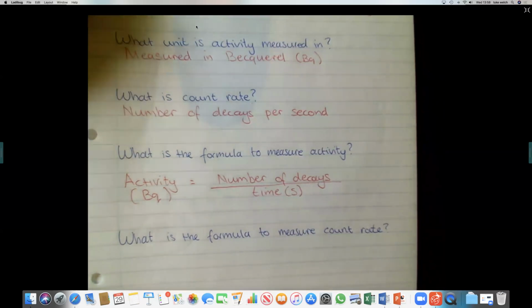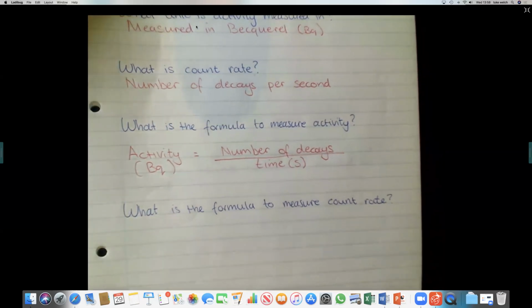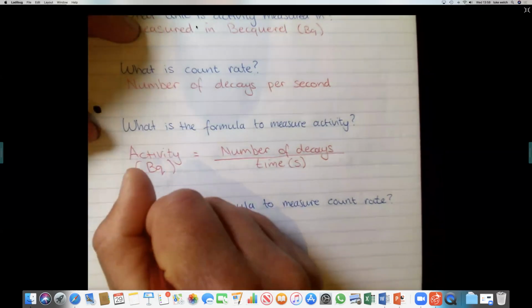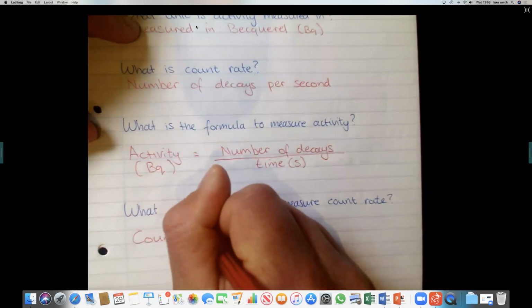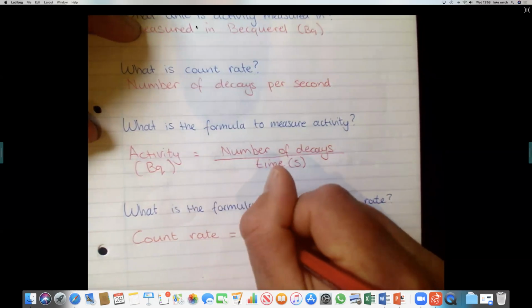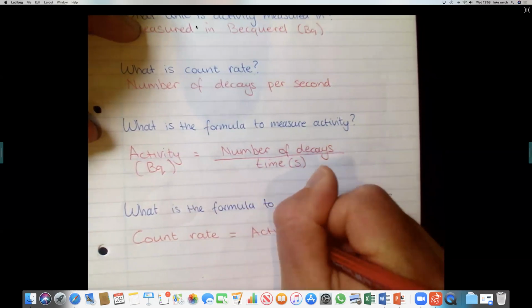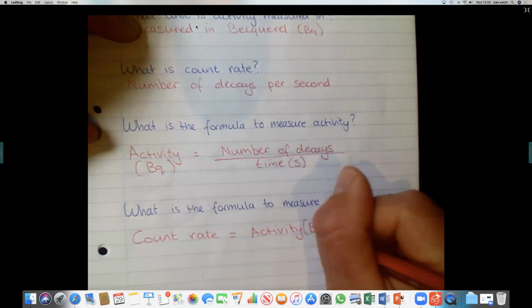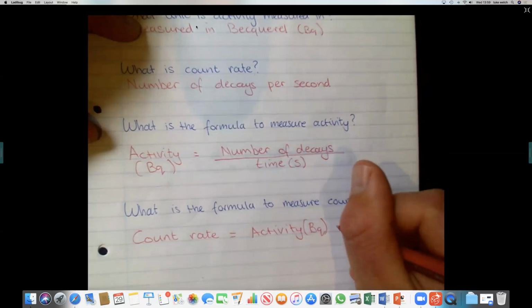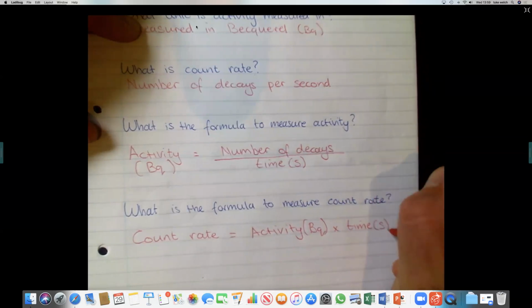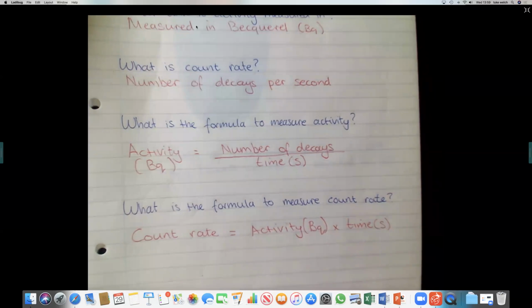Now, we can also work out count rate. Some of you may be able to rearrange that equation to work out the count rate, but if you can't, here is the equation. So count rate equals the activity, which again, remember, is measured in becquerel, times the time, again in seconds, and that will give you my count rate.